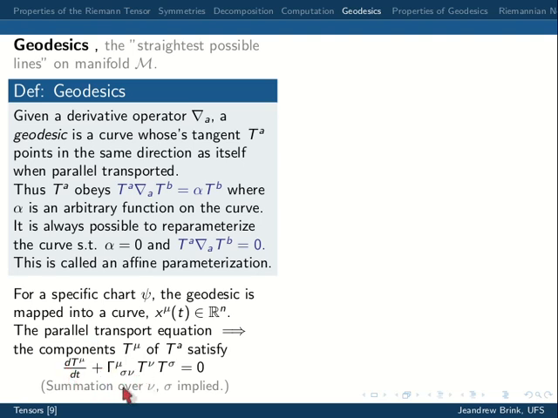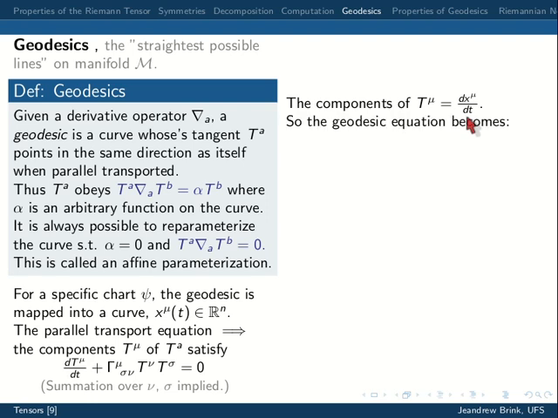Okay, so the straightest possible path obeys this. Your components t^μ is simply the derivative of x^μ with respect to the parameter in the curve. And so our geodesic equations become, if you actually want to write them in terms of the components of the actual coordinates of the curve, simply d²x^μ/dt² times that. And those are your geodesic equations. And a lot of trouble goes into solving them.